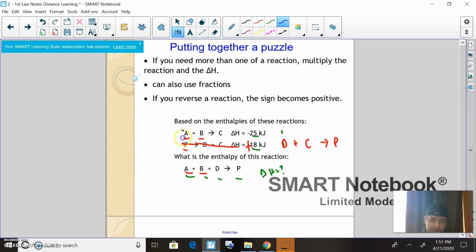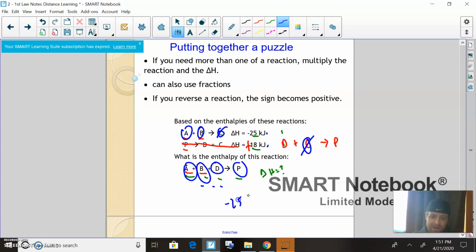So I got A on the left, A on the left, B on the left, B on the left. All right, I got C on the right and I got C on the left. Those are going to cancel out. That's good because you don't see it in our answer here. And then I got P on the left, and then I also got P on the right and D on the left. Okay, so everything does, and then all you have to do is add up the delta H's.